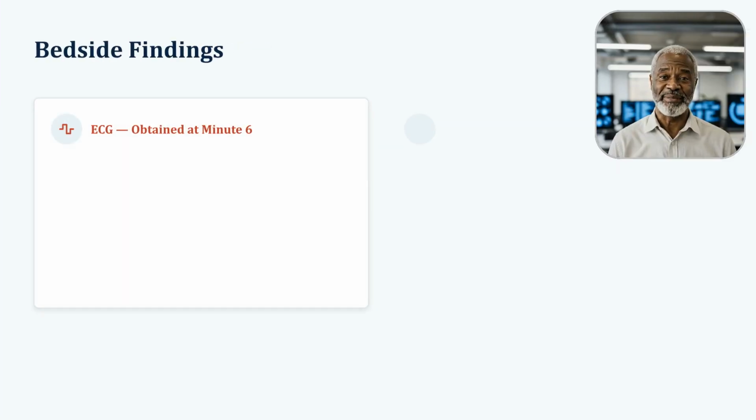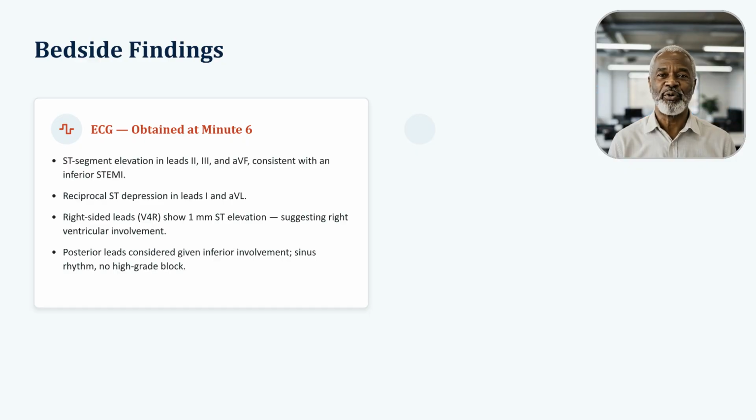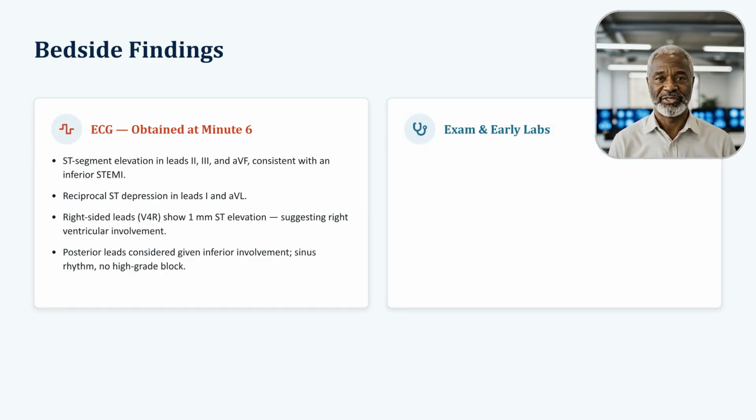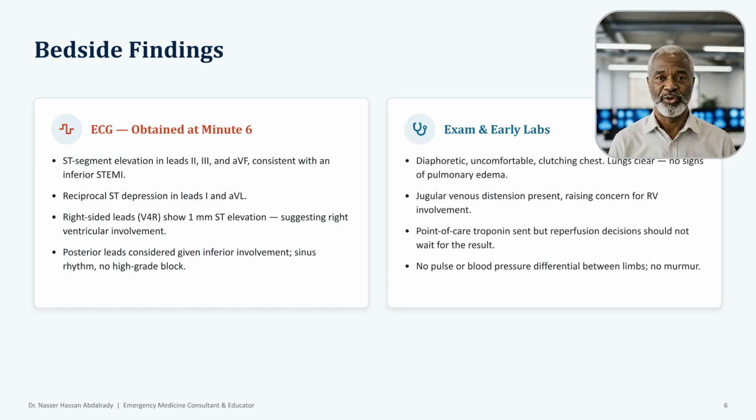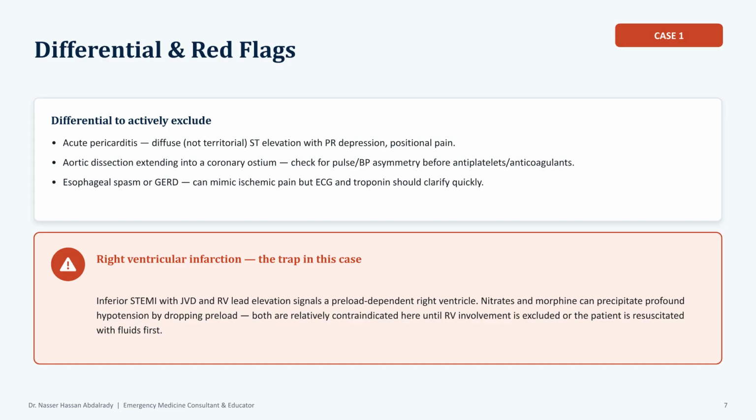The ECG at 6 minutes shows an inferior STEMI. Crucially, the right-sided leads reveal ST elevation, suggesting right ventricular involvement. His exam shows JVD but clear lungs. Do not wait for troponin results to begin your reperfusion strategy. When evaluating the differential for an inferior STEMI, check for pulse and BP asymmetry to rule out dissection.